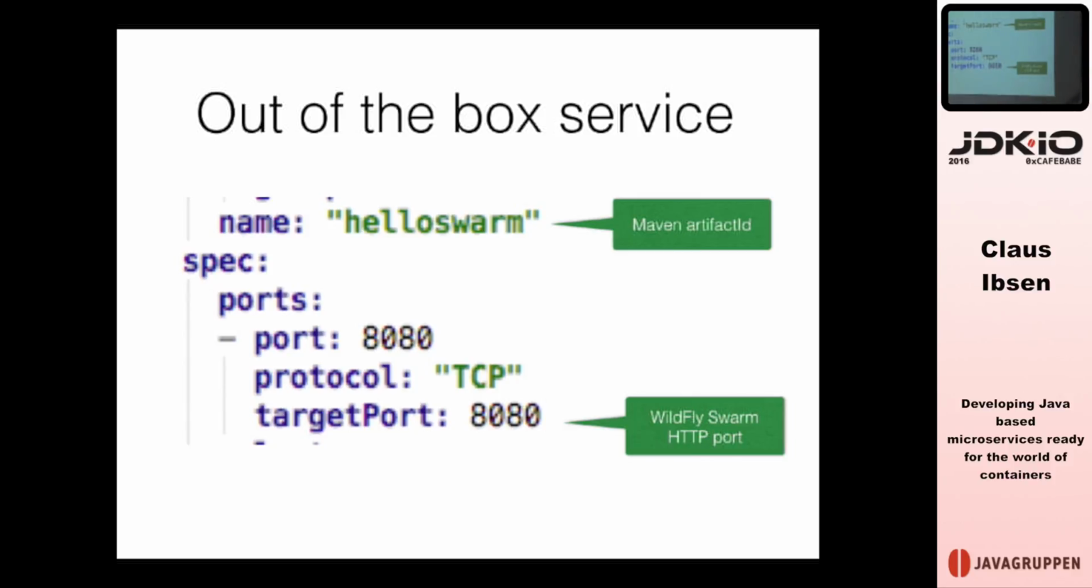Okay, so how do we declare the service on the server side, so to speak? How does the WildFly application declare the service? The Maven Fabric8 plugin generates the service for you automatically, where it gives you the Maven artifact ID as the name of the service, and then it generates the port number as 8080. This is the service port number. And this target port, that is the port number that you use inside the container. So you need a port mapping.